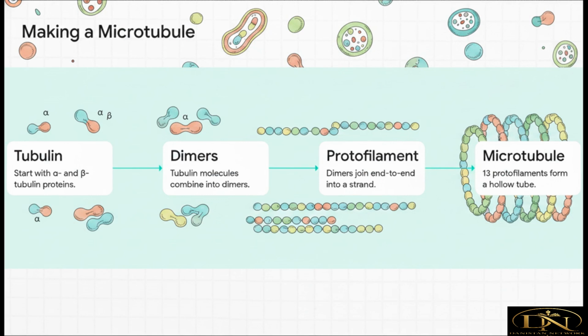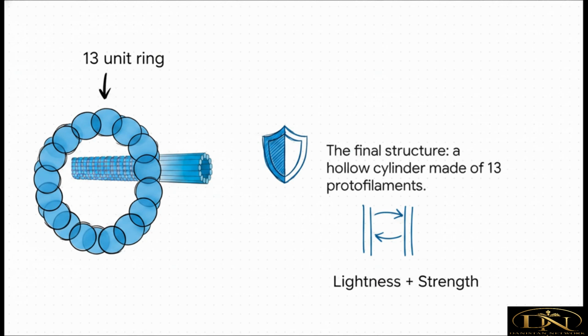It's a process called polymerization. It all starts with these little protein molecules called tubulin. These combine to form what are called dimers. Then those dimers join end to end, forming a long strand or protofilament. And here you can see the final result. 13 of those protofilaments line up in a ring to form the final hollow microtubule. It's this incredibly strong hollow cylinder, just an amazing piece of natural engineering.